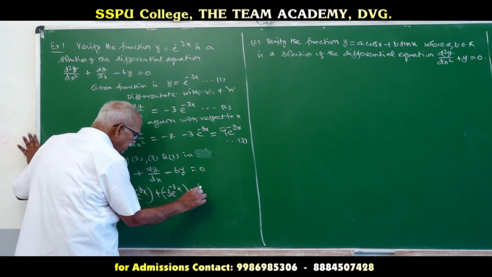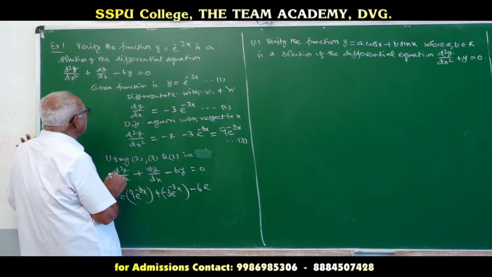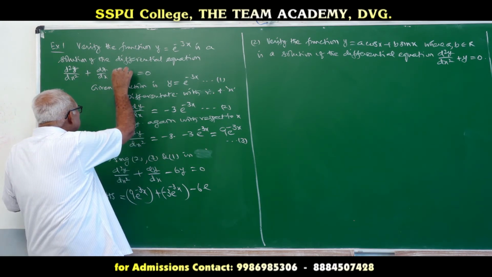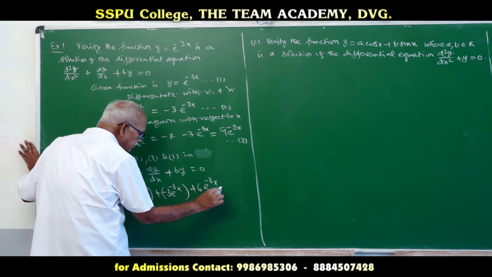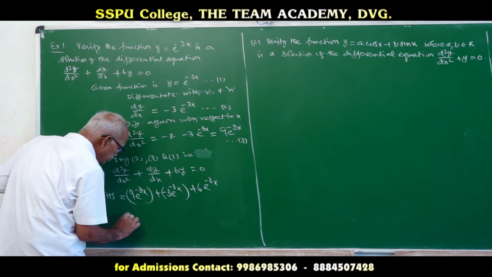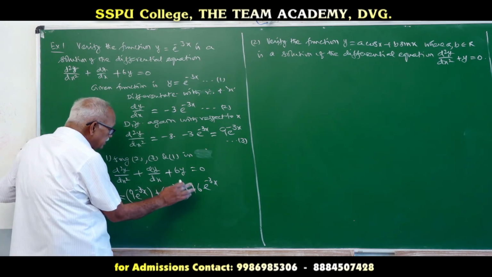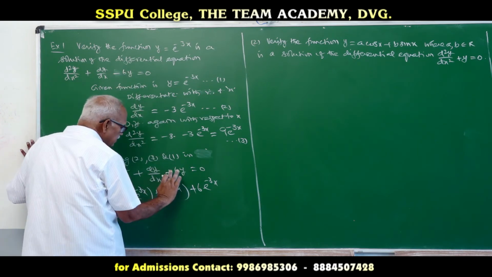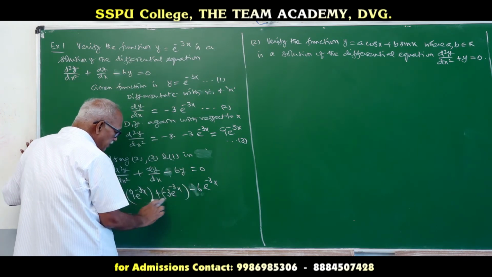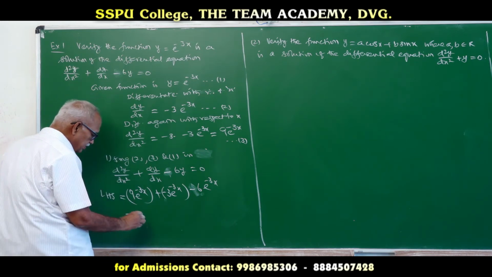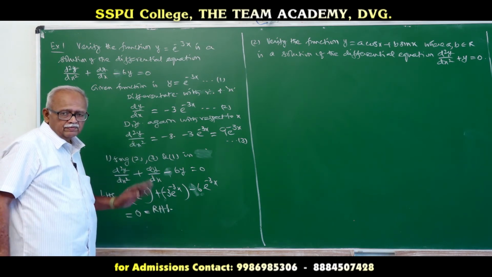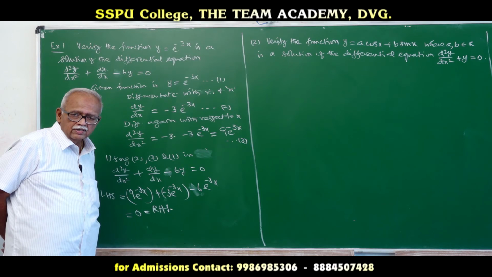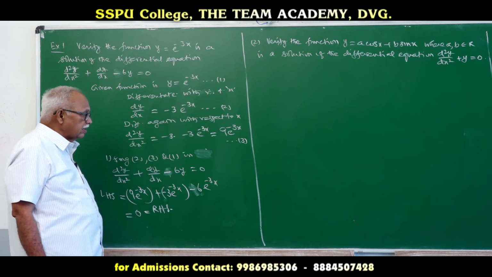Minus 6 into what is y? Okay, let me verify. I think this must be plus 6. You take plus 6 into e power minus 3x, which is equal to, okay, minus 6 is correct. Here minus 6, and minus 3 gives minus 9, here plus 9, so it is equal to 0, which is RHS. So, what is the procedure for this? Find out dy by dx and d square y by dx square, substitute in the given differential equation, and prove that LHS is equal to RHS. So, this is the method of verification.